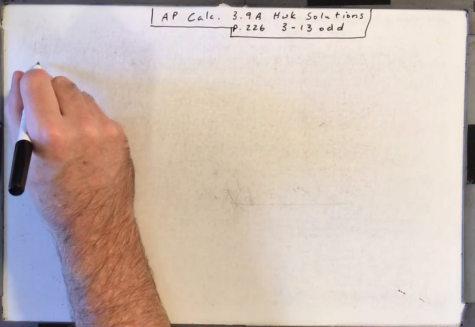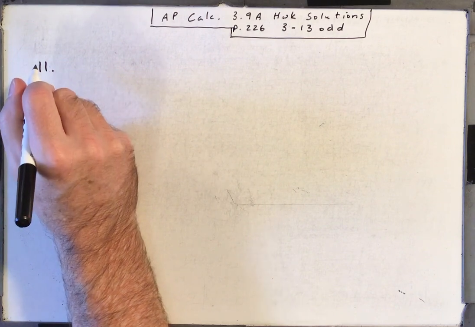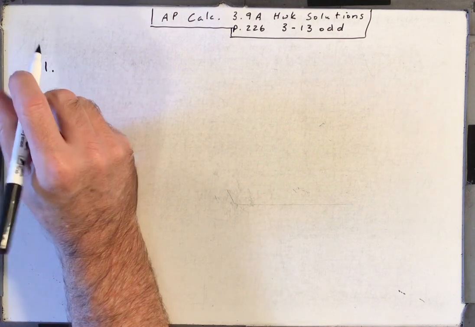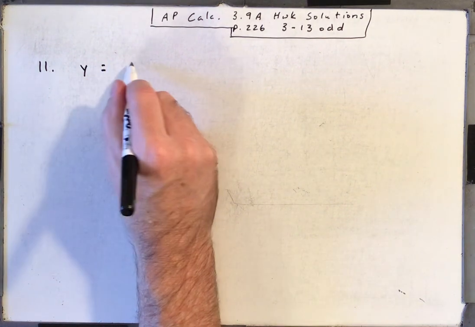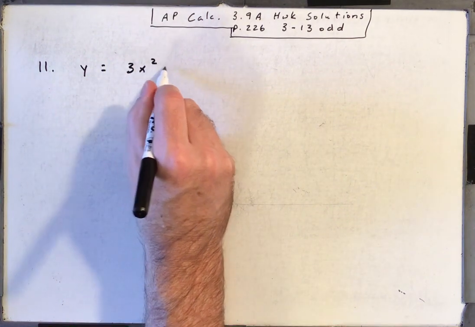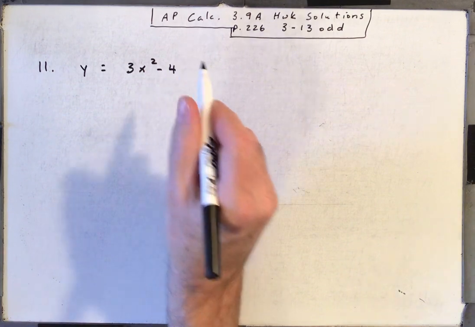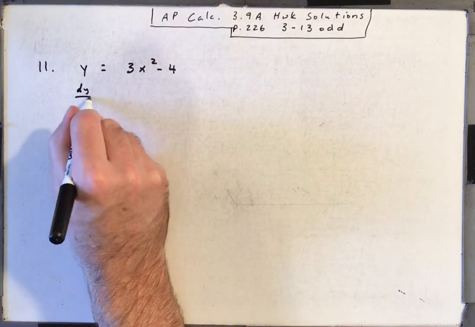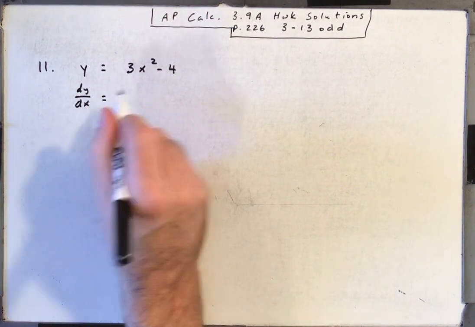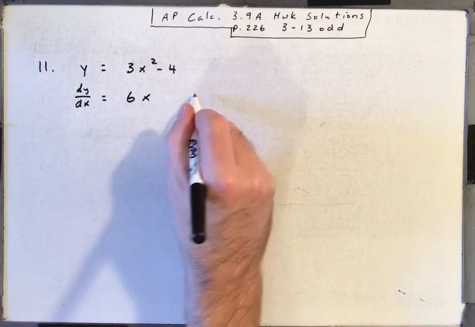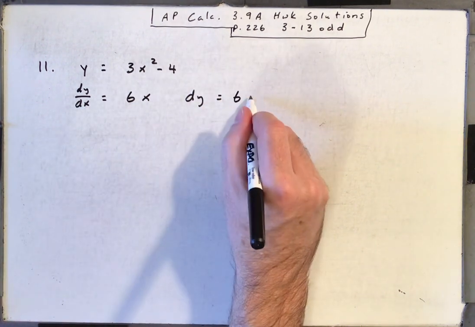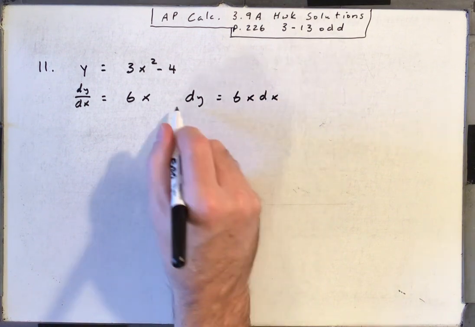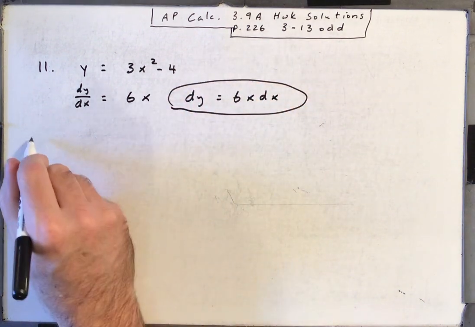Okay, number 11 just says find the differential dy. So we have y is equal to 3x squared minus 4. So dy/dx is equal to 6x. So dy, multiplying both sides by dx, is 6x dx. There you go.